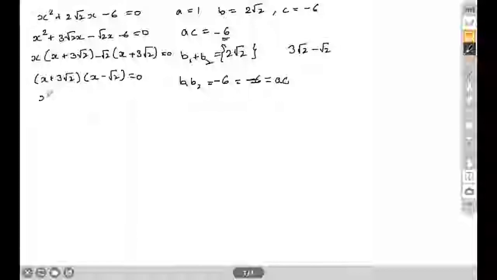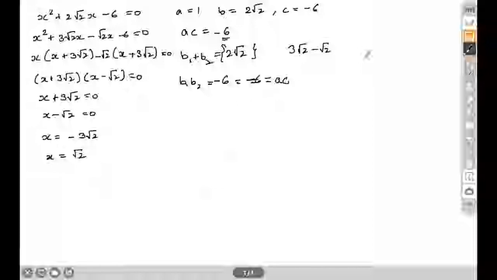So hence, if you equate this, x plus 3 root 2 equals 0 and x minus root 2 equals 0. So from the first one, you get x equals negative 3 root 2. And here you will get x equals root 2. Okay, this is how you have to solve.